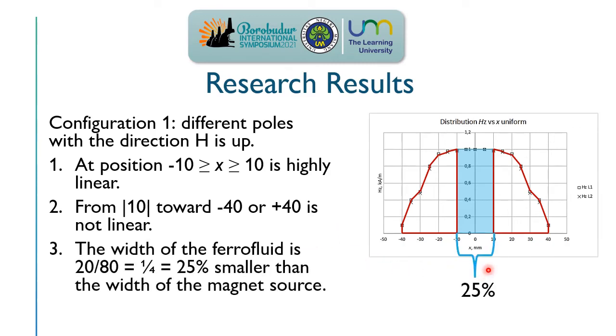The width of the ferrofluid is 20, and the width we are measuring is 80. This means it is 1/4, or 25%, smaller than the width of the magnetic source. You know that the magnetic source is 80.